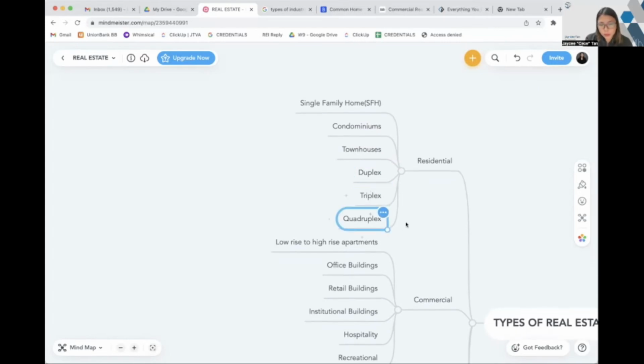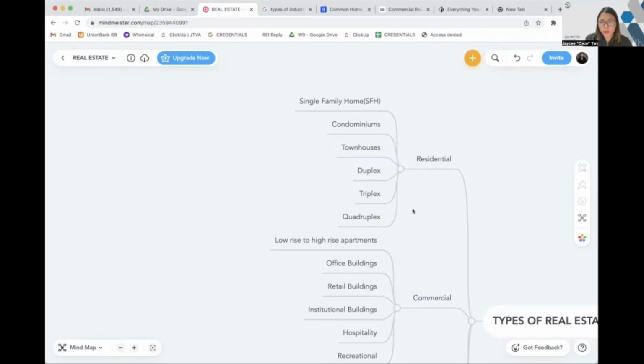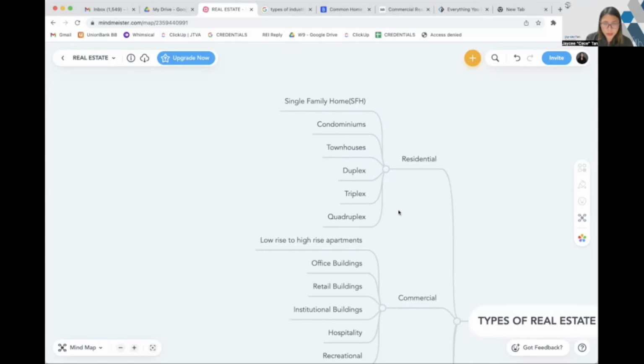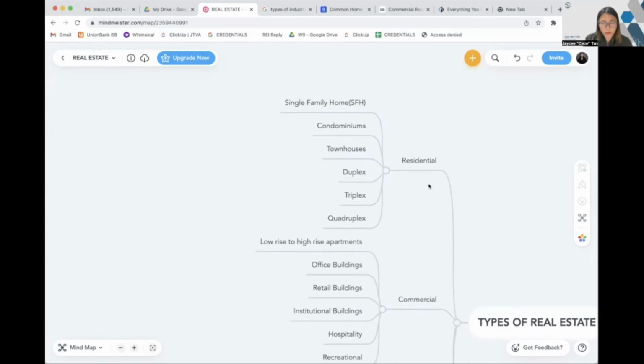Duplex, triplex, quadruplex is more of a term for multifamily residential properties that are 2 to 4 unit properties. All right. So anything that's also a manufactured home falls within the residential. Again, as long as the use is for you to live in it, that's residential property.